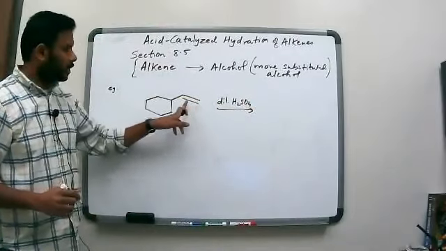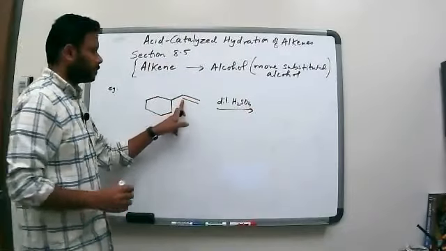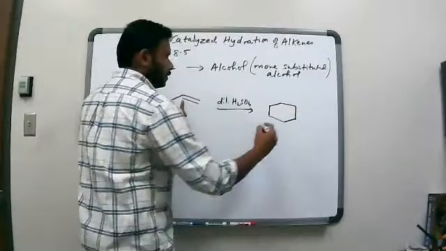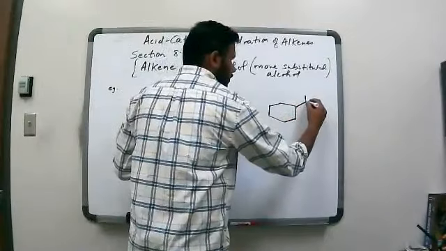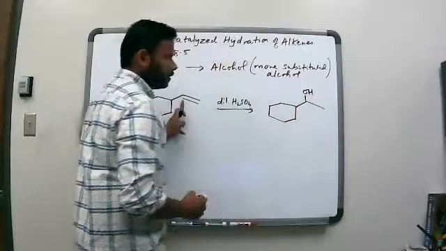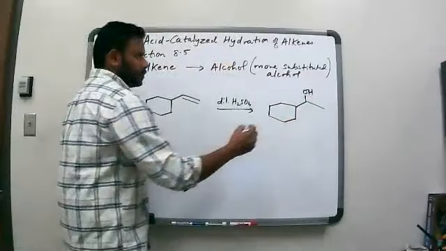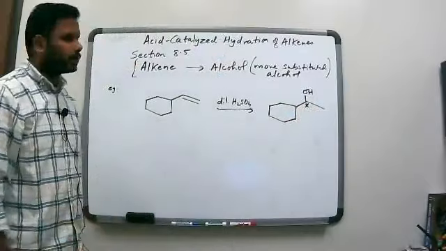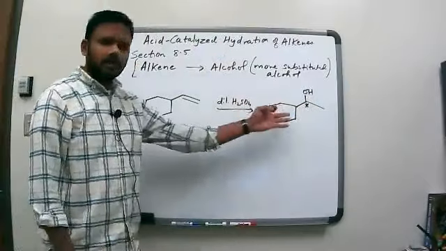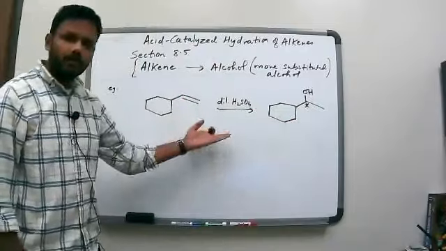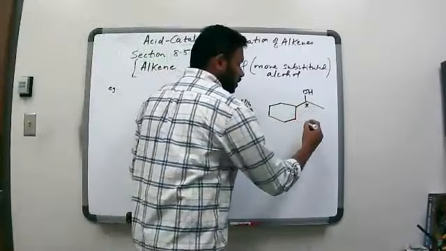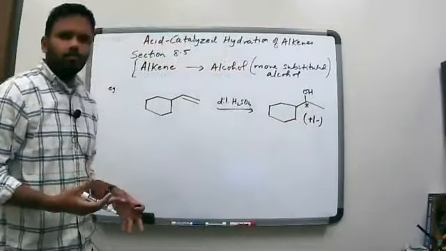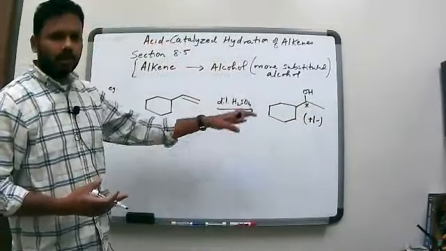Less substituted carbon, more substituted carbon. So that means our product is going to be this alcohol here. And now we've generated a chiral center. This molecule is chiral. And since there is a chiral center and there was a carbocation intermediate, this molecule is going to be a racemic mixture. So we're going to get plus and minus.